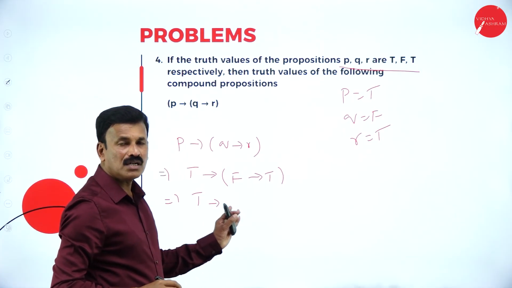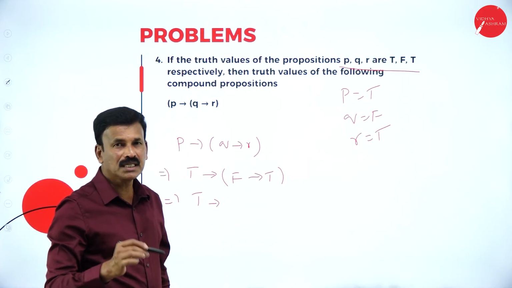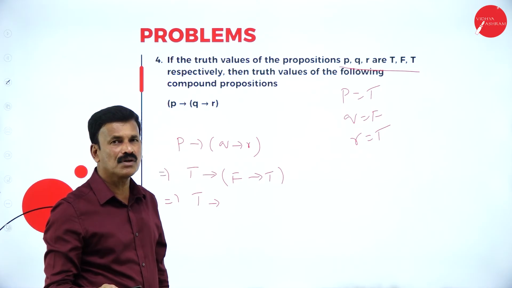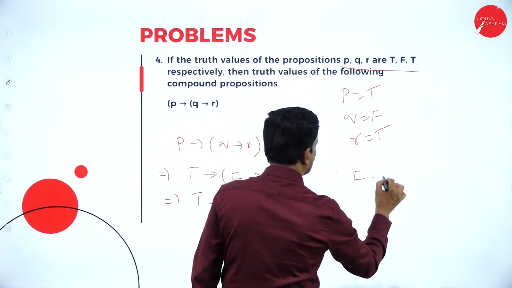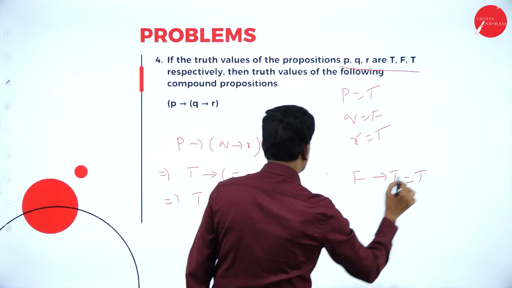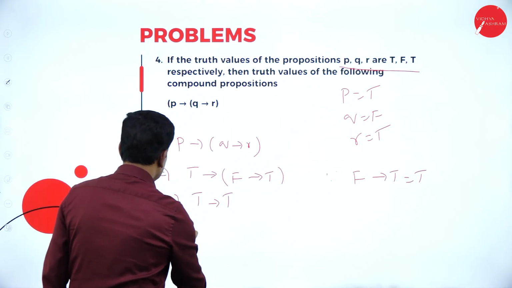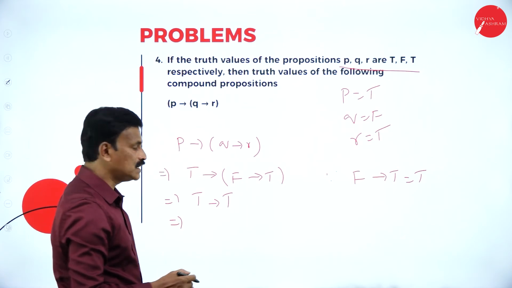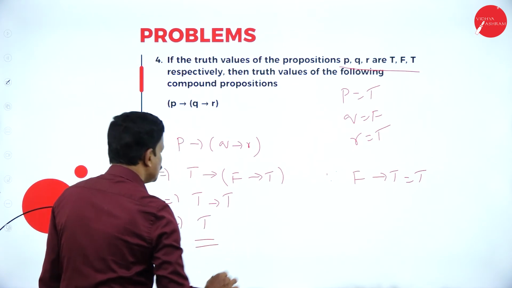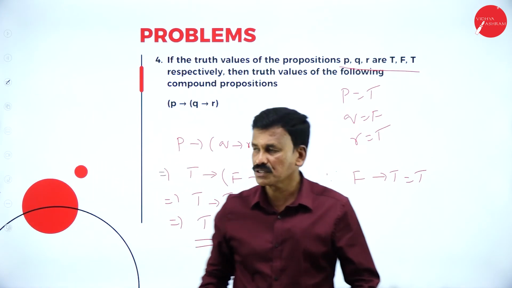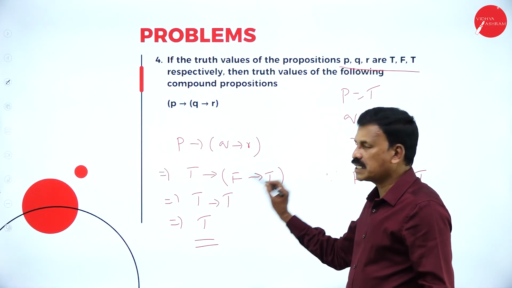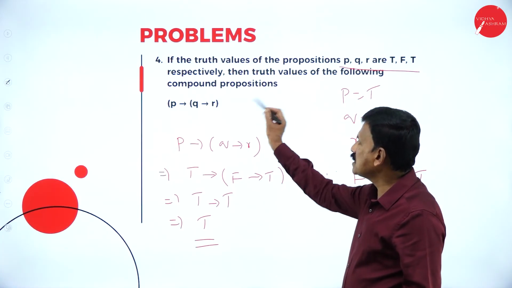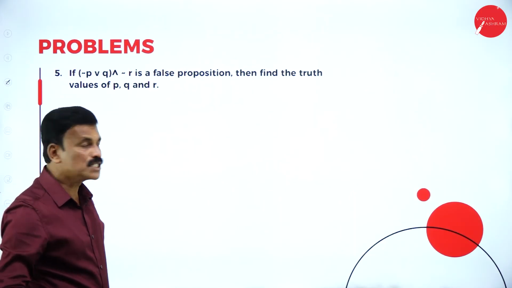So this is equal to T as it is. Now what is false conditional to true? In case of conditional, true and false is false. In other cases it is true. So since F conditional to T is equal to T, this is T. What is the conditional of T and T? T conditional to T is T. See here, conditional of false and true is true. True and true is again true. So that's it. Hence the given statement is true. Move on to the next problem.